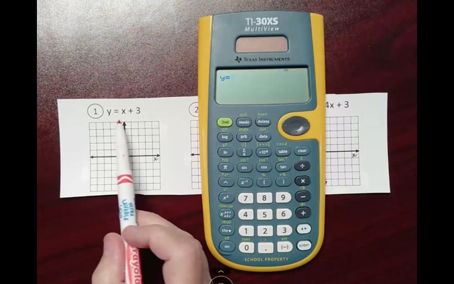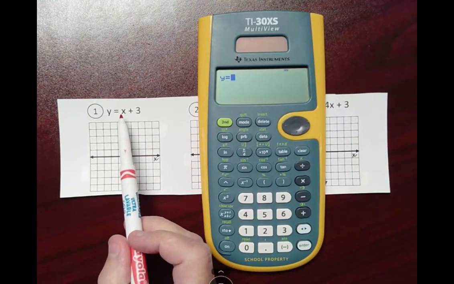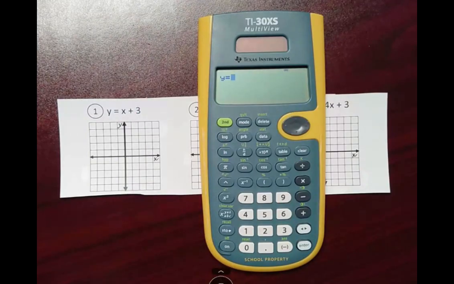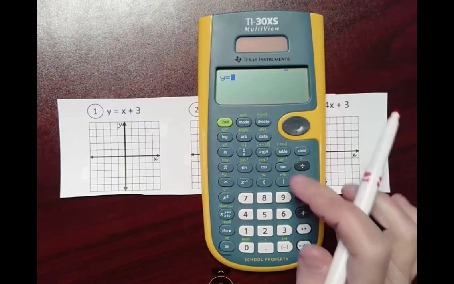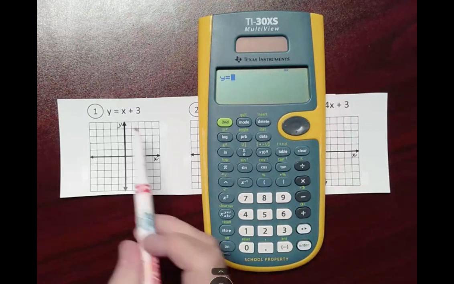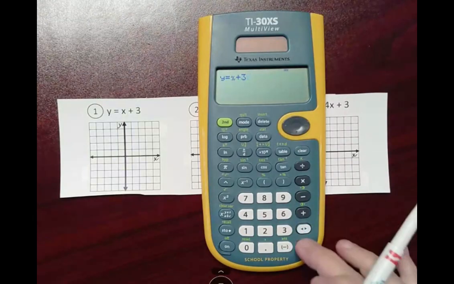So y equals x plus 3. My slope in front of the x is a 1. When there's no number there, it's a 1. There's my y-intercept. So we're going to hit our table button, and if there's anything there, we'll hit clear, and I want to type x plus 3. Hit enter.